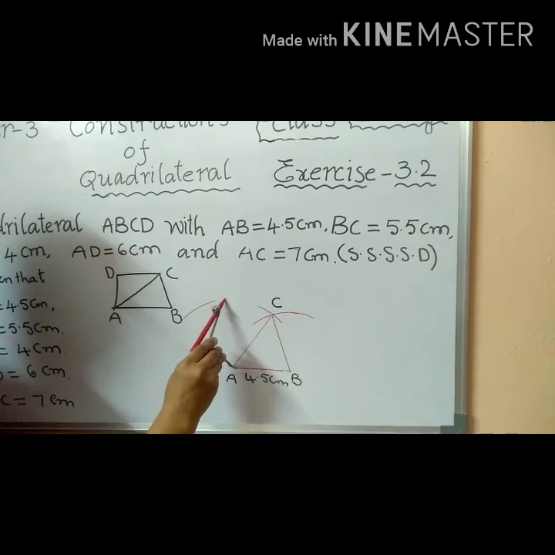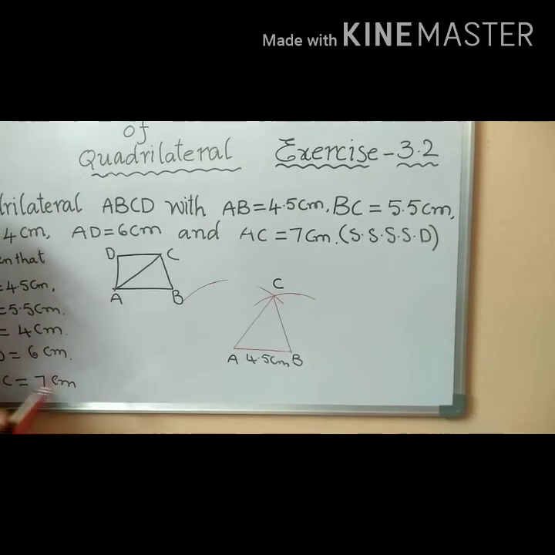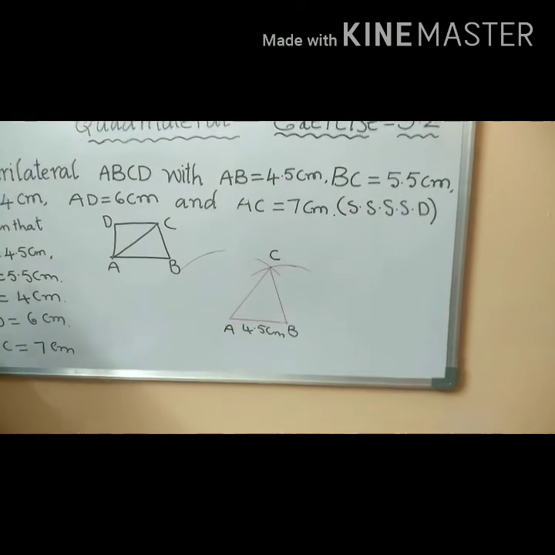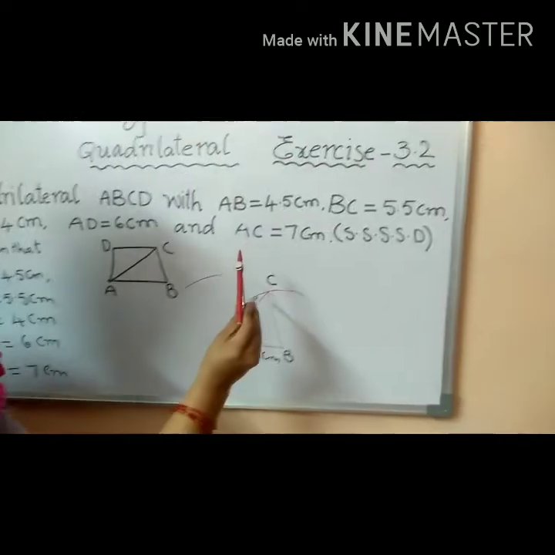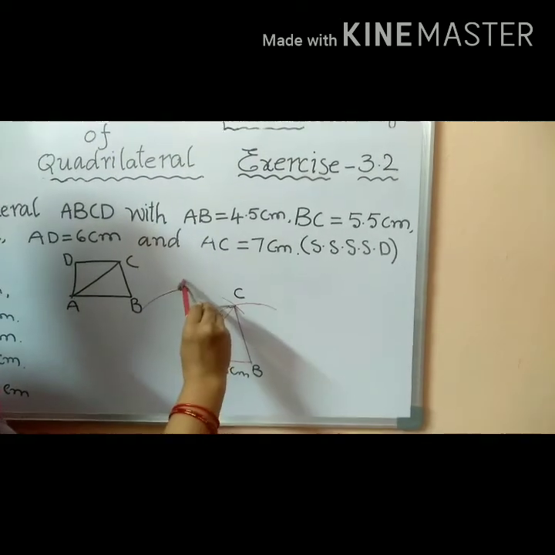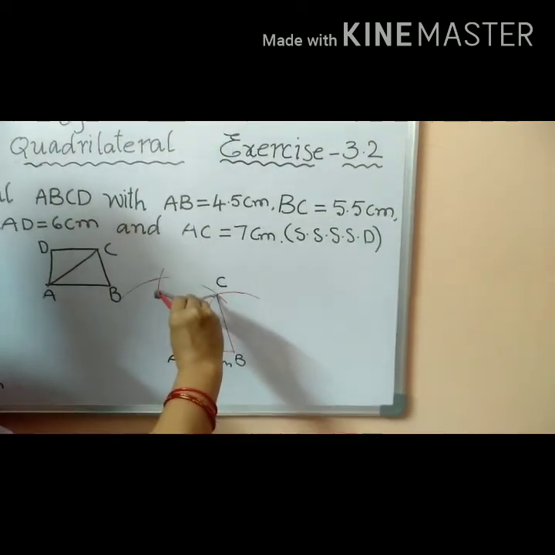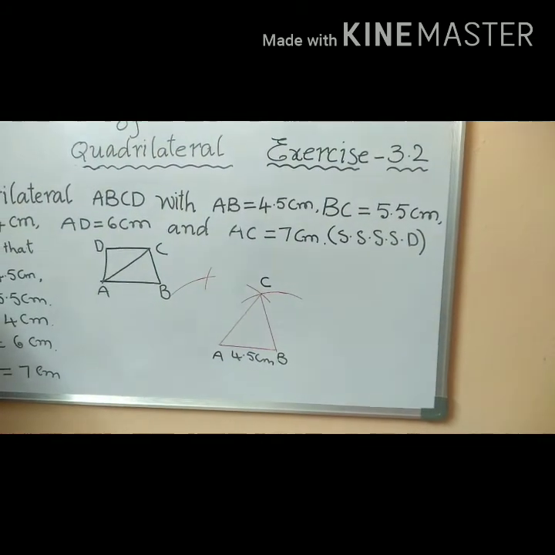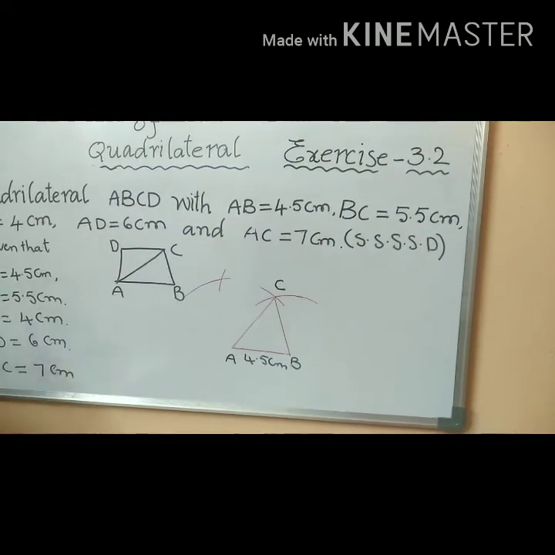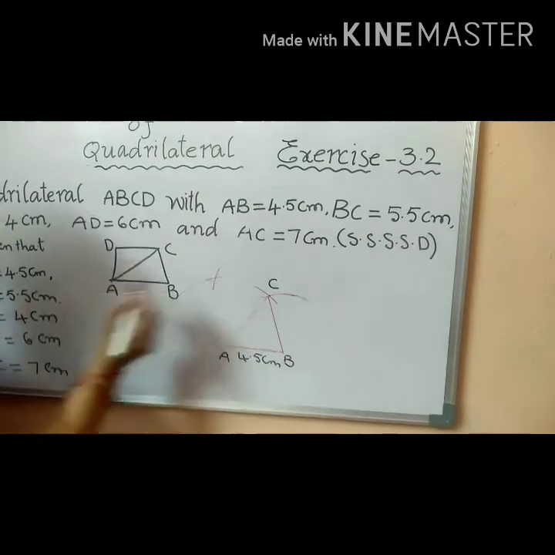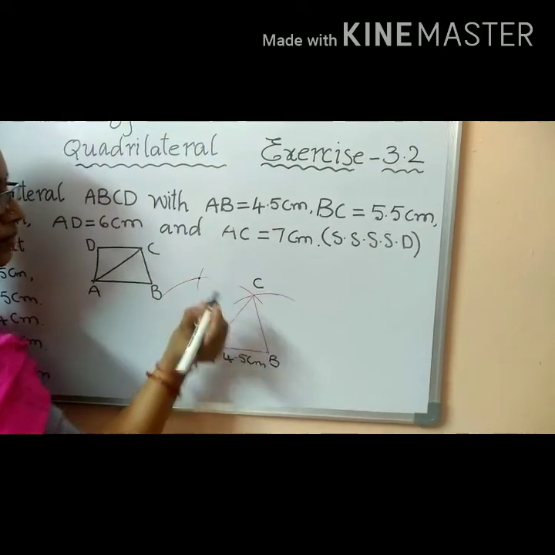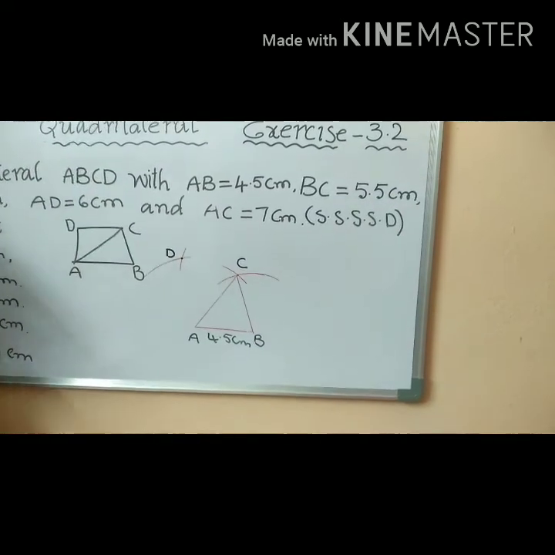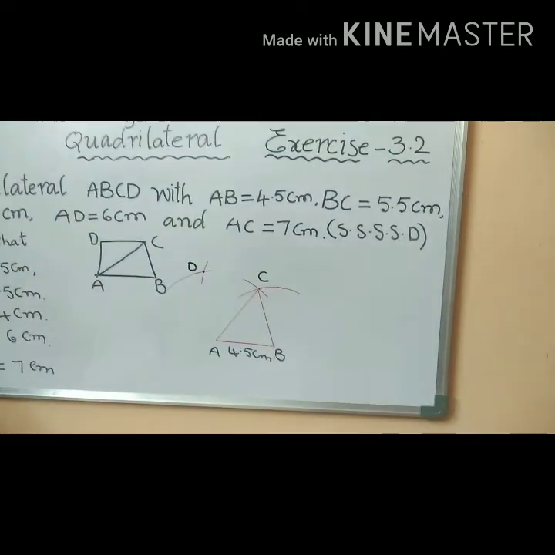Next, take the 4 centimeters measurement with the help of the scale, 4 centimeters, and draw one arc. The arc intersects the other arc. That is marked as D. So ABCD.